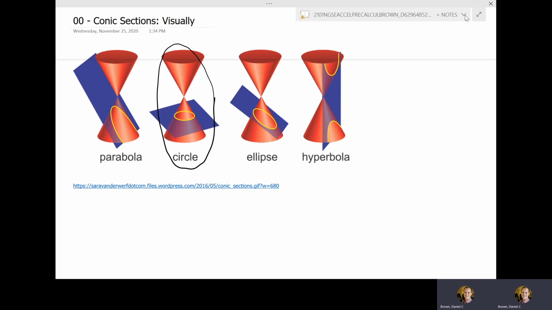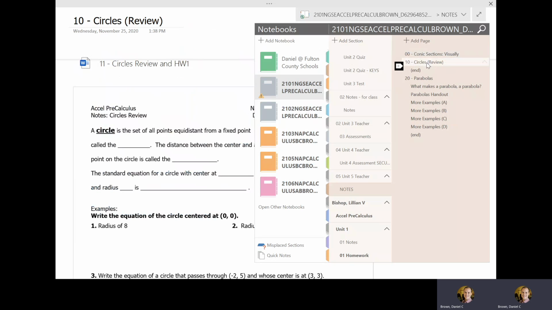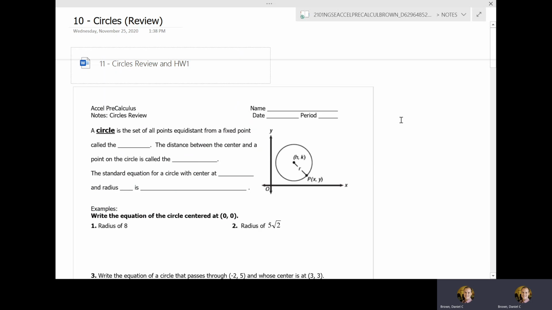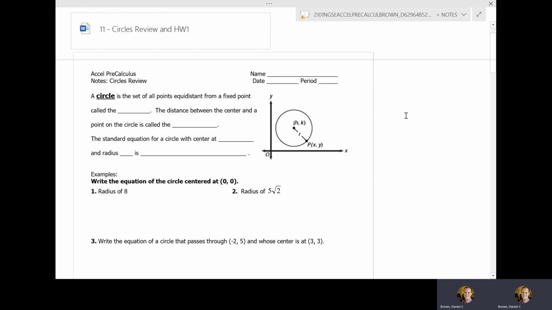So the first one we're going to look at is a circle. All of this should be a review from what you learned during geometry. So we know that a circle is the set of all points a fixed distance from a fixed point. That fixed point is, of course, called the center. The distance between the center and a point on the circle is called the radius, and we know those words already. For the standard form, we're going to use (h, k) as the center, and the radius we're going to use the variable r, and that standard form is (x minus h) squared plus (y minus k) squared is equal to r squared.